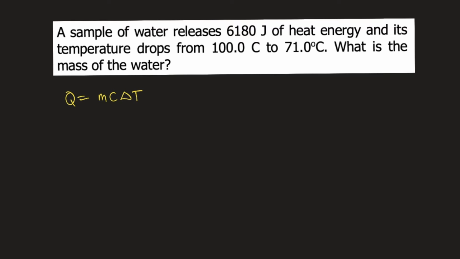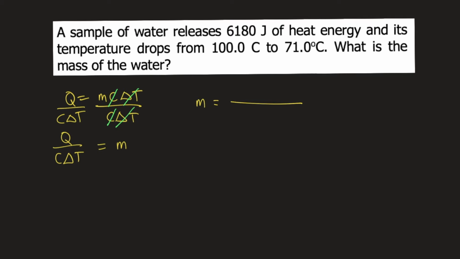So we are solving for m. So we need to rearrange the equation in order to solve for m. If we divide both sides of the equation by cΔT, c and ΔT would cancel on the right side, and we're left with mass. And on the left side, you have Q over cΔT. So solving for mass, that is Q, which is heat.